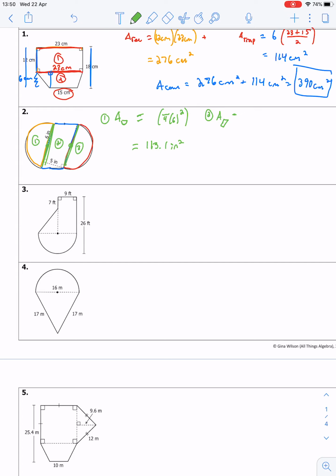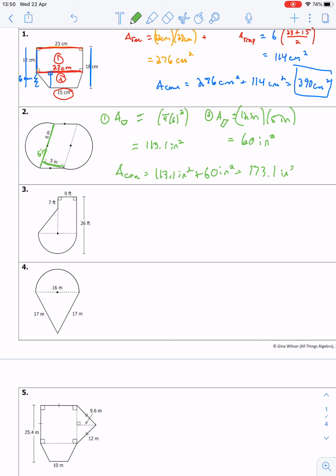So a parallelogram is just base times height. So let's erase all this. We know this part is 6, which means this other radius must be 6. So we know it's going to be 12 inches for the base or height, doesn't matter, they're commutable. And then the height is going to be 5, or base, doesn't matter. So that's going to give us 60 inches squared. And so our composite shape is going to be 113.1 plus 60. And we get 173.1 inches squared. Booyah. All right. Number 2 is done.